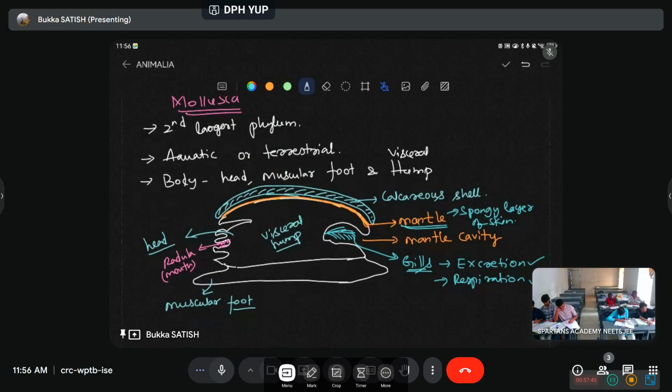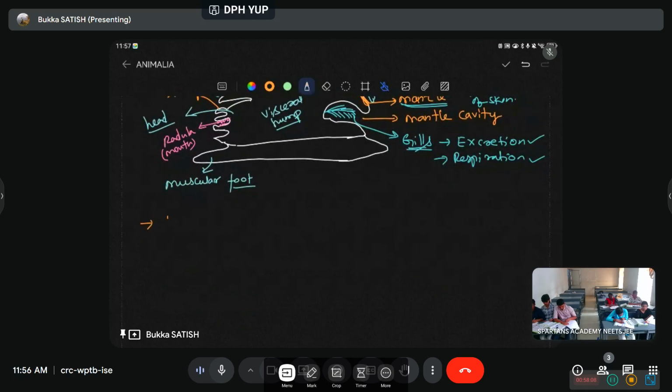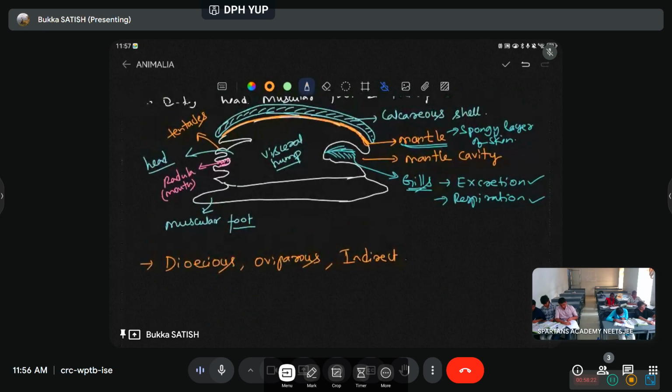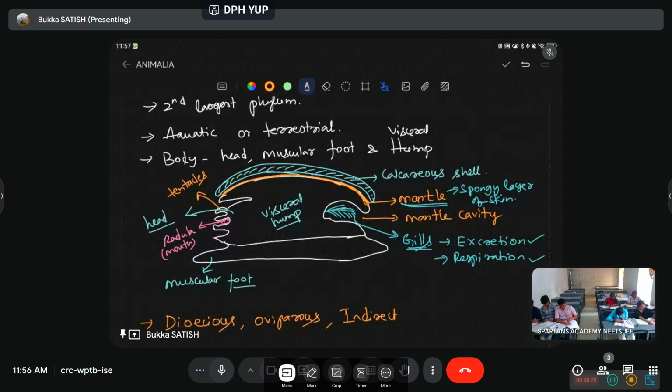Apart from this, there are sensory tentacles. In the head region, there are tentacles. As you can see, for example, in snails, the tentacles will be present. Okay, so write this. Apart from this, the important features: these are dioecious, that is unisexual, oviparous, and development is indirect. These are the other features. Better draw this just for an idea of how this animal is.